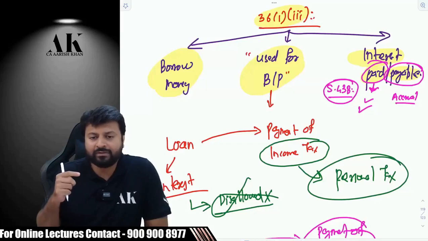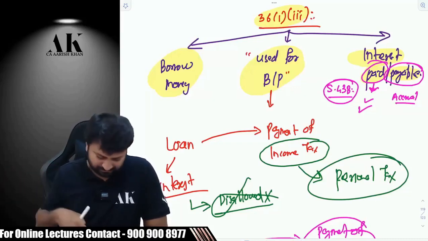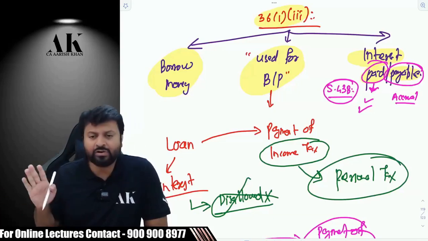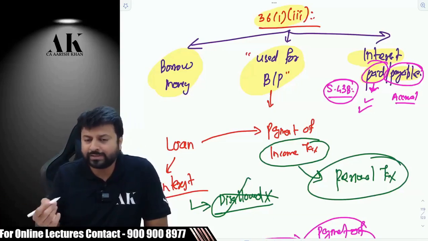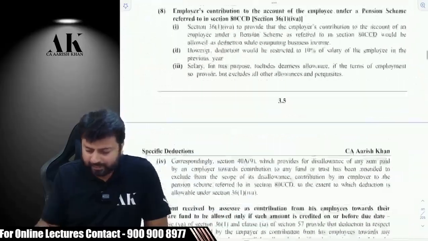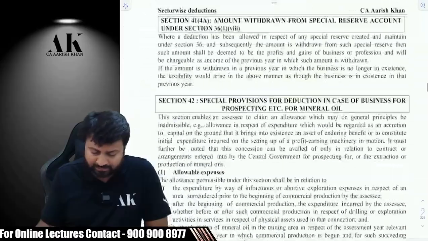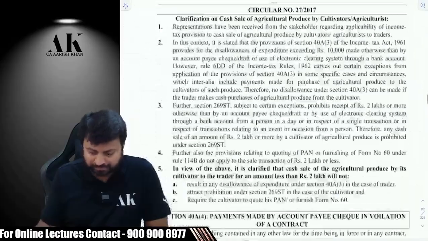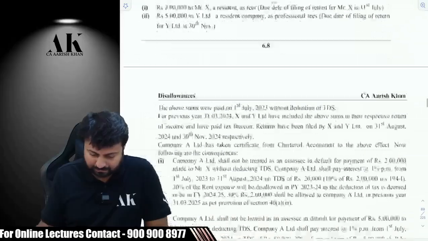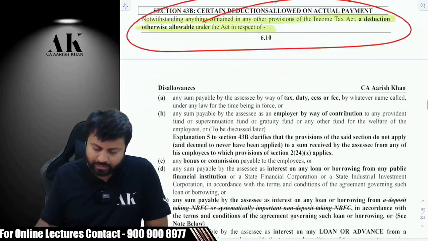If 43B would have covered everybody, they would have not classified different kinds of banks and financial institutions, right? They would have just said that loan taken from anyone, right or not? Yes or no? So what does it not cover? Let me show you 43B once again. See on the board, please. You will come to know who are covered in 43B.